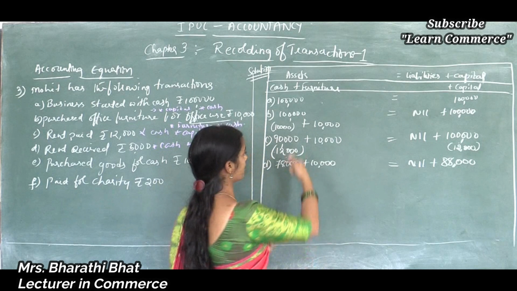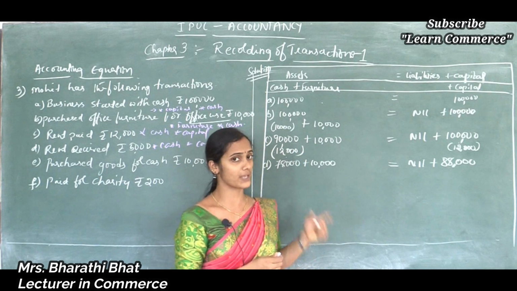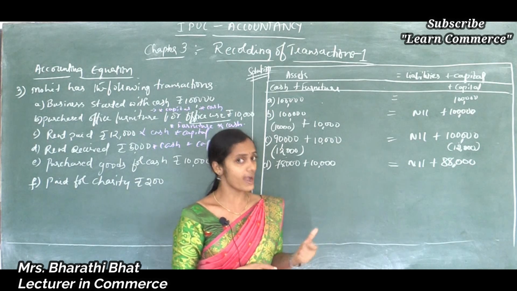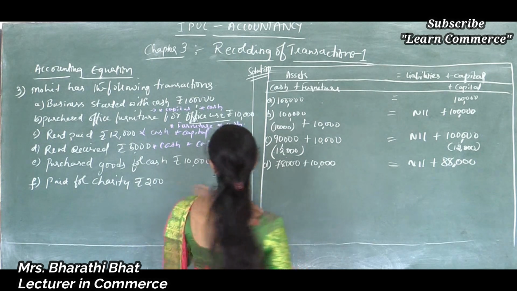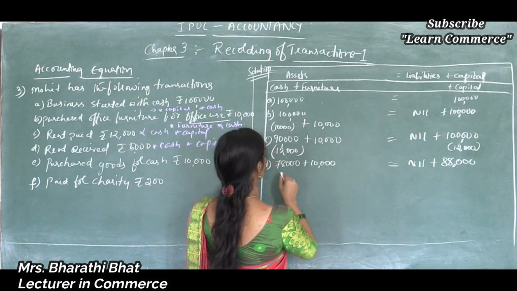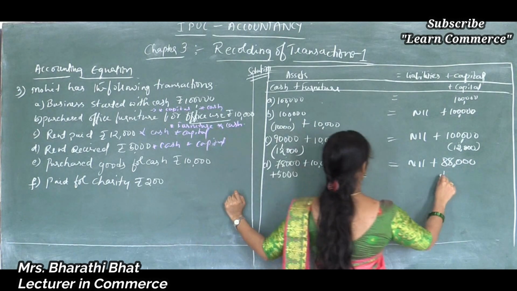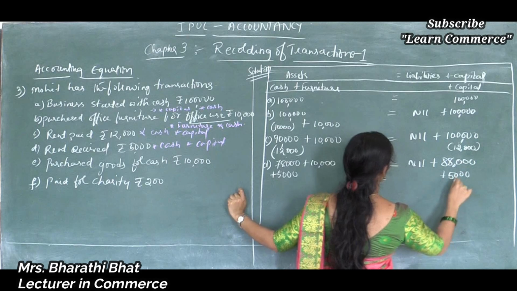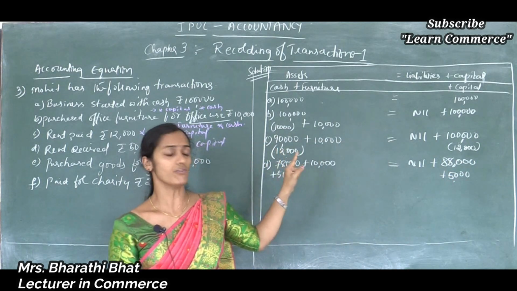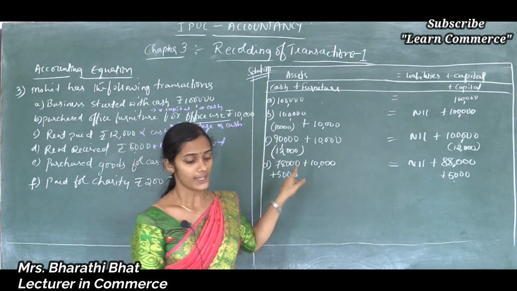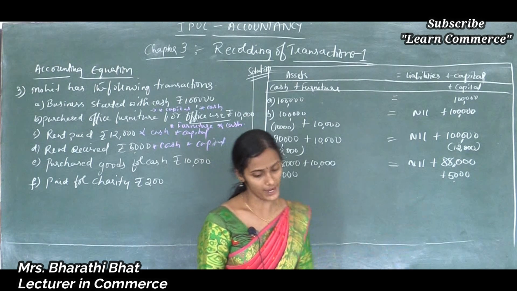So in the previous transaction we deducted such amount from cash and capital. Now we need to add the amount to the cash and capital. Let's see. Rent received rupees 5,000. So add it to cash and here again 5,000 added. Clear? 78,000 cash we had. So for that we should add 5,000 and here 88,000 plus 5,000.